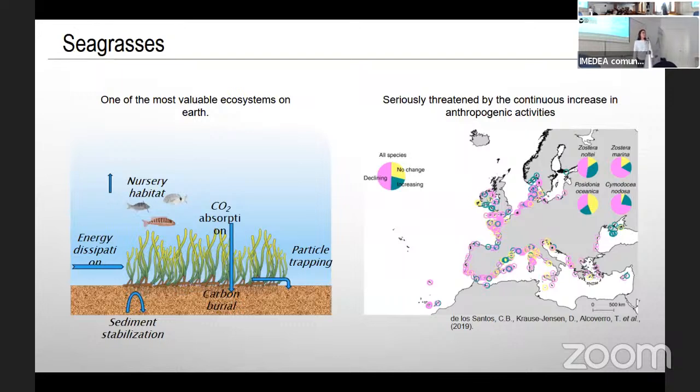So as you can see, everything is about seagrasses. I won't go so deep into the context. I'm sure that most of you already know how important and threatened these ecosystems are. I just wanted to leave here, of course, a small scheme about the different ecological benefits that they provide. And especially this map that seems very visual to me to represent the decline of different species around Europe in the last years.